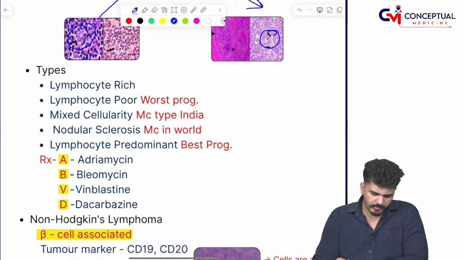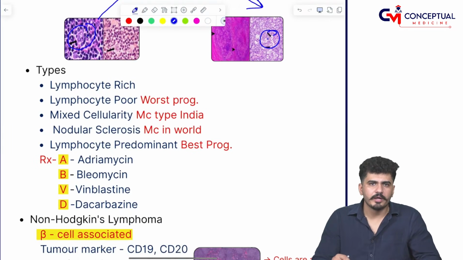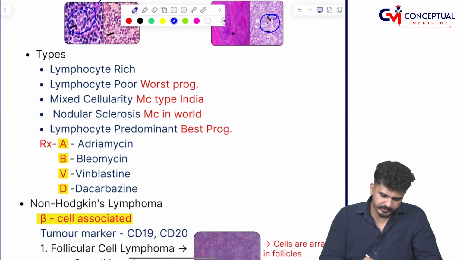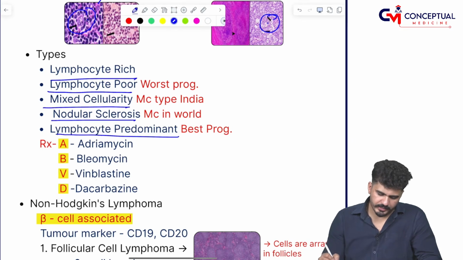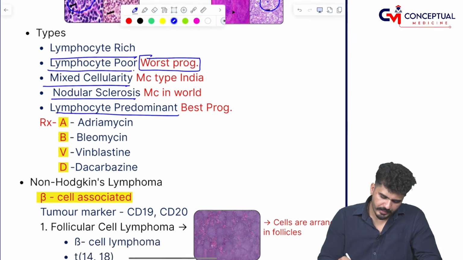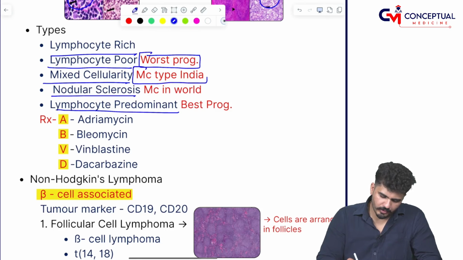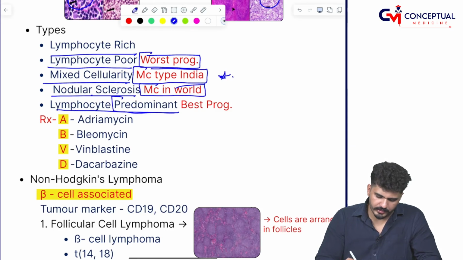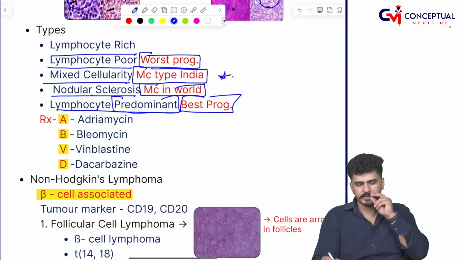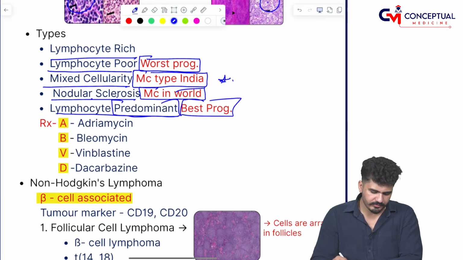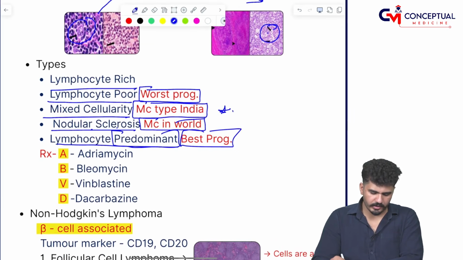Theek hai, chalo. Now coming to the types of Hodgkin's lymphoma. The types are lymphocyte poor, lymphocyte rich, mixed cellularity, nodular sclerosis, and lymphocyte predominant. Lymphocyte poor has the worst prognosis. Mixed cellularity is the most common type of Hodgkin's lymphoma in India. Sir, nodular sclerosis is the most common type in the world, and lymphocyte predominant has the best prognosis. Now, what treatment are you going to offer in Hodgkin's lymphoma?